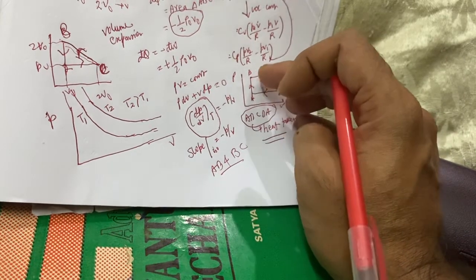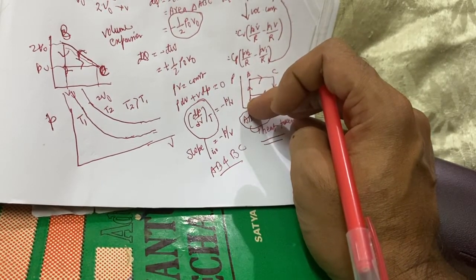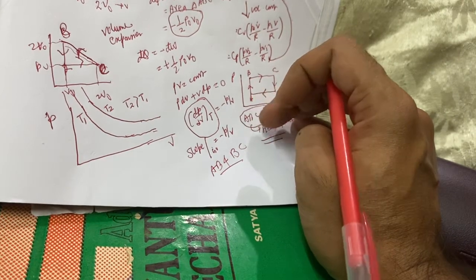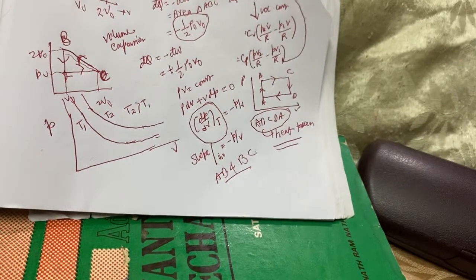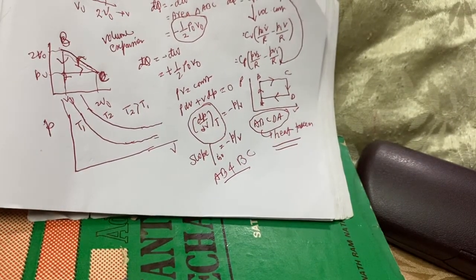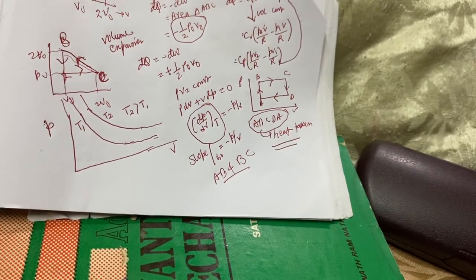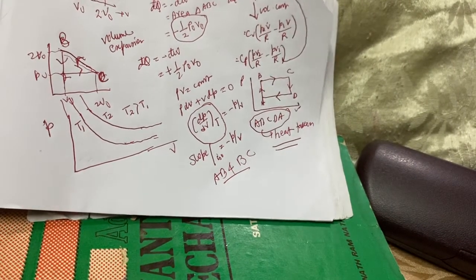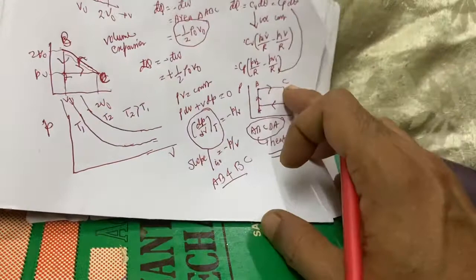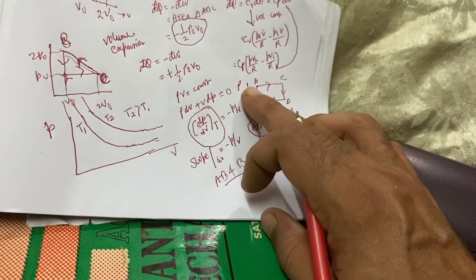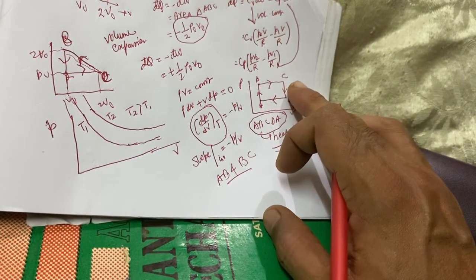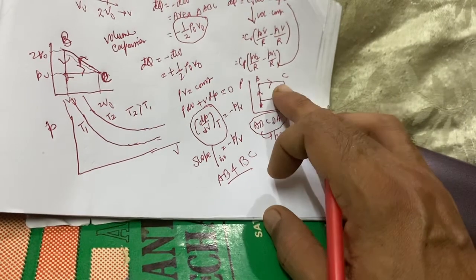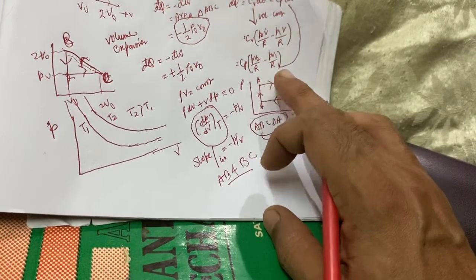Because for the AB process, you see it is at constant volume, so at constant volume the pressure is increasing. To increase the pressure, it will take heat from outside for the process. For the process BC, at constant pressure but volume is increasing, the system will increase the volume, or to do the work the system will need heat from outside for doing the work.